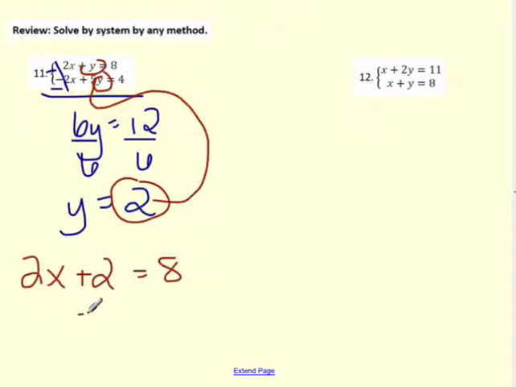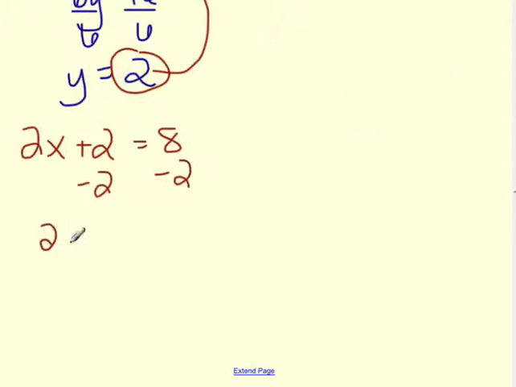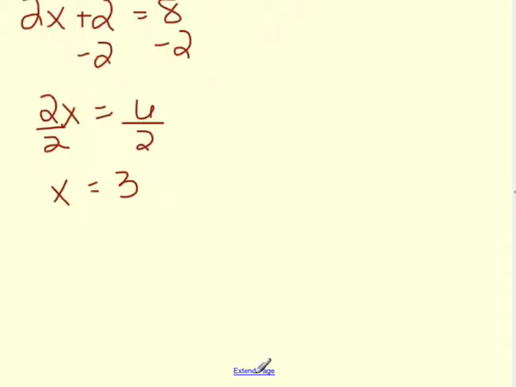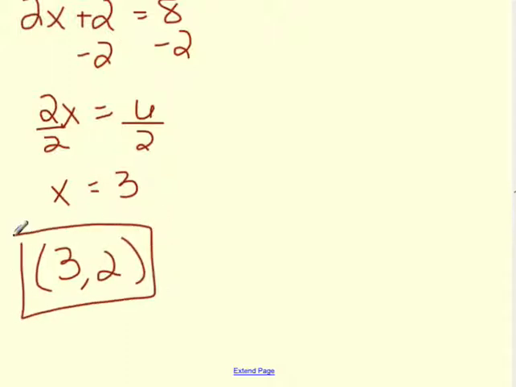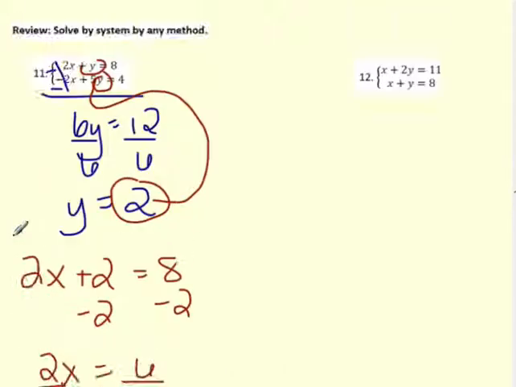So now I'm going to solve for x. I'm going to subtract 2 from both sides, and then I get 2x is equal to 6. Then we're going to divide both sides by 2, and I get that x is equal to 3. So now I want to write my answer out as a coordinate point. First my x, then my y. So my answer here is (3, 2). Now let's take a look at number 12.